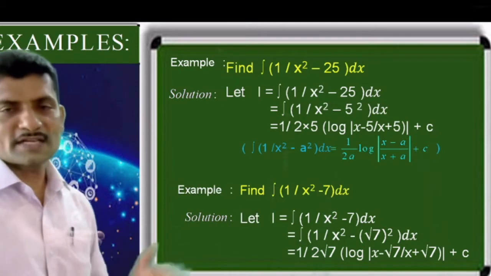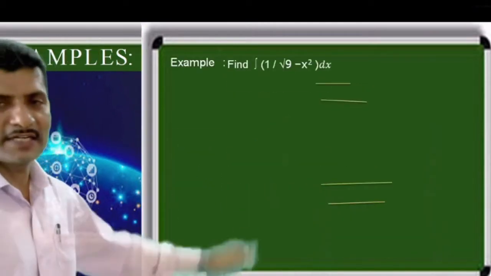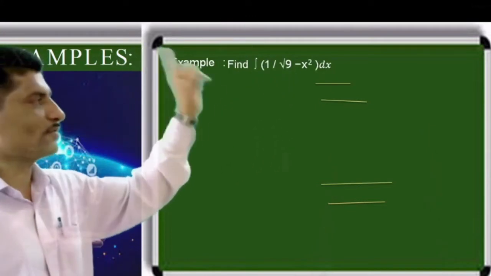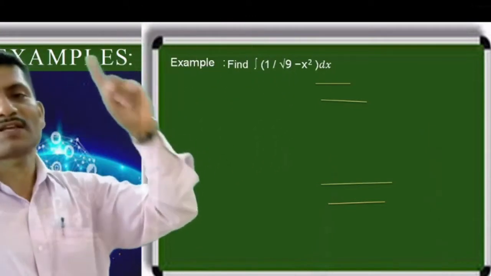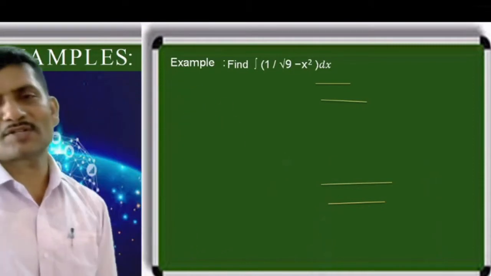So, next, three results we are going to look at. The first one is: find the integral of 1 divided by root of 9 minus x square dx. We have the form 1 divided by root of a square minus x square. 9 can be written as 3 square.